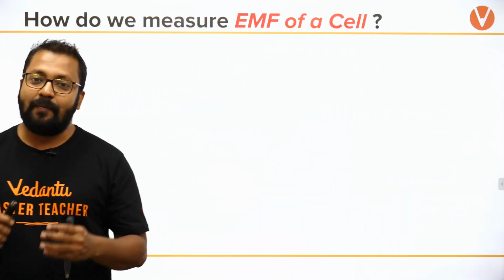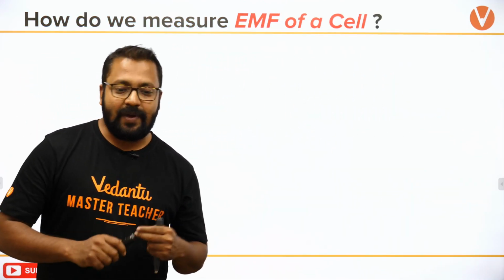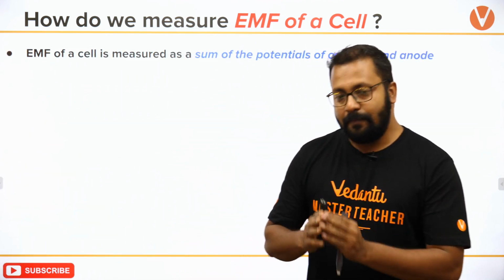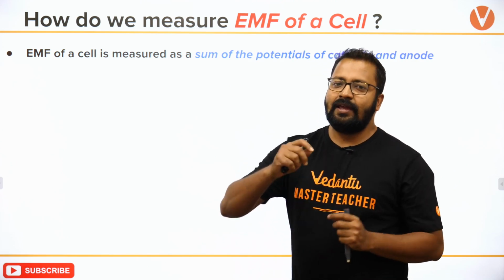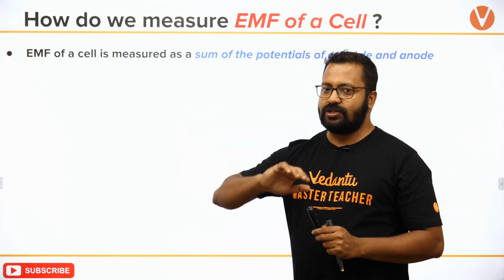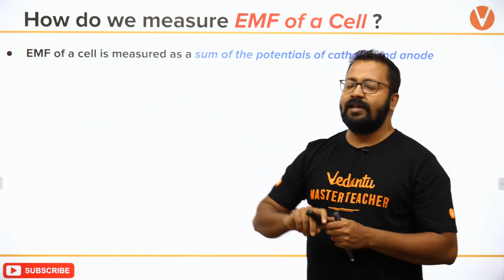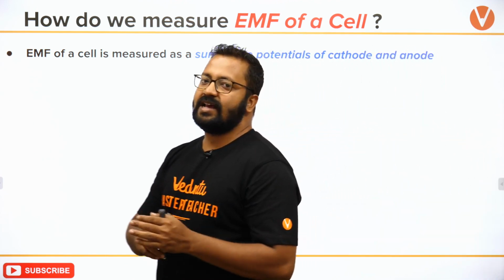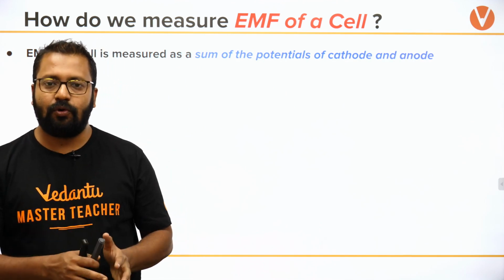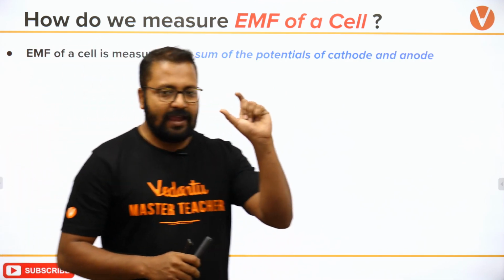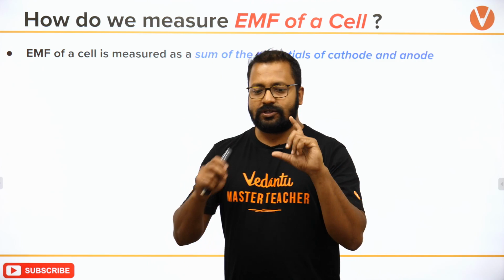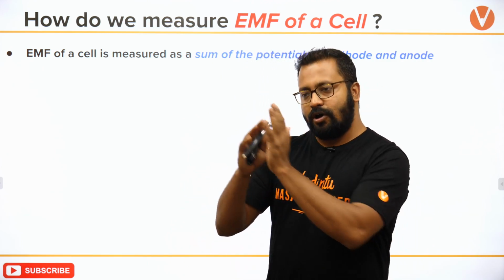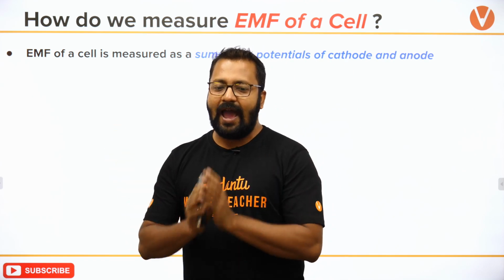Now how do we measure EMF? What is the way to measure EMF? How do we measure the EMF? There are many ways to measure EMF. One is using the Nernst equation. I'll get to the Nernst equation a little later. But the easiest way is that it is measured as the sum of the potential of cathode and anode. So I have an electrode, I measure its potential and the potential of the anode, and I add the two.